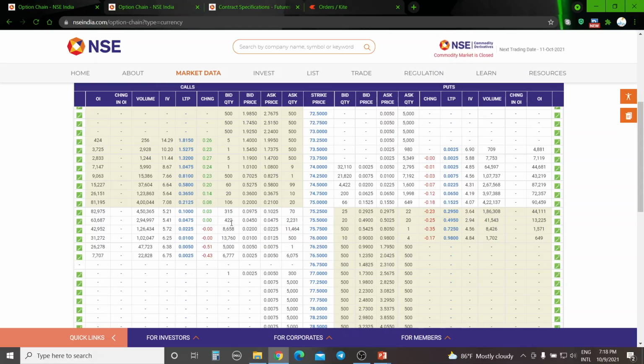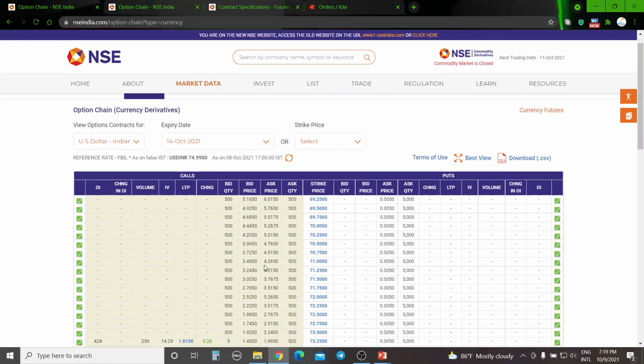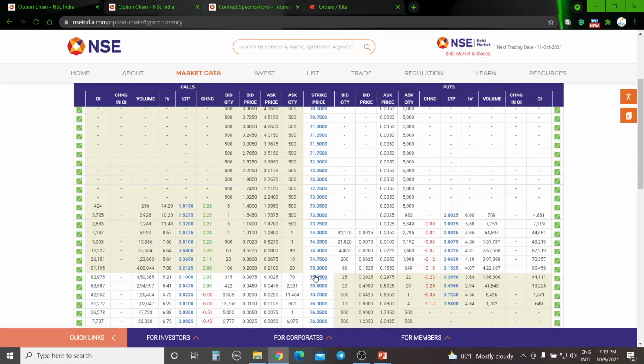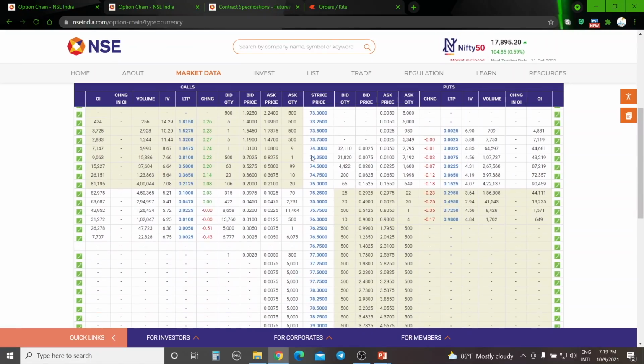So that is why the premiums on the call side are always higher than the premiums on the put side. Just remember this. The call side premiums are always higher than the put side premiums. Next week it is showing a bit different, but generally the call side premiums are always higher on the currency pairs than the premiums of the put contracts. Again, the 25 paisa difference is there. So just get familiarized with the option chain.